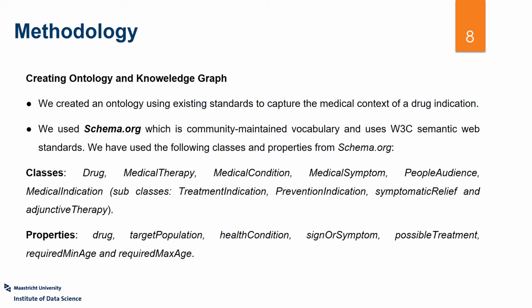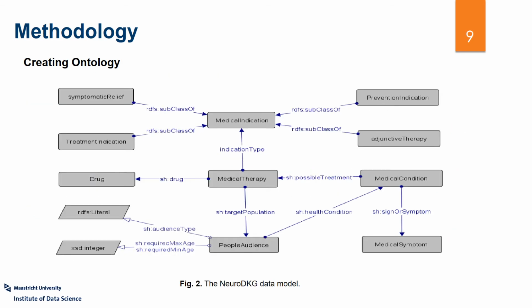After getting the drug and disease dataset, we created our ontology and knowledge graph. We created an ontology using the existing standard to capture the medical context of the drug indication, and we used schema.org. Schema.org is a community-maintained vocabulary and use W3C semantic web standards. We use the following classes and properties from the schema. The classes, we have 5 classes and 4 subclasses. And for the properties, we generate 5 properties and 2 data properties. Figure 2 shows the ontology of our neurological drug knowledge graph.